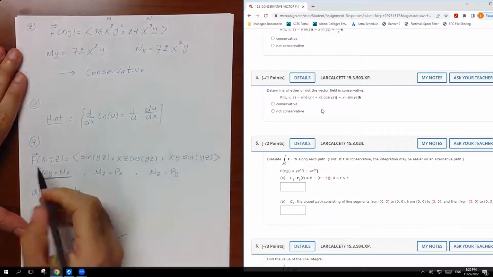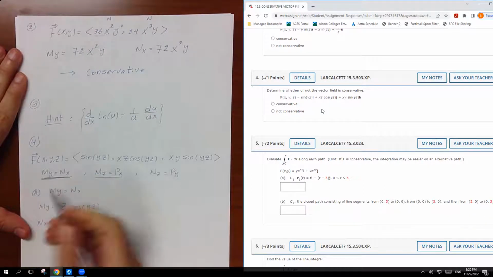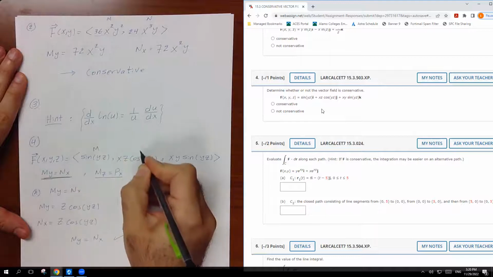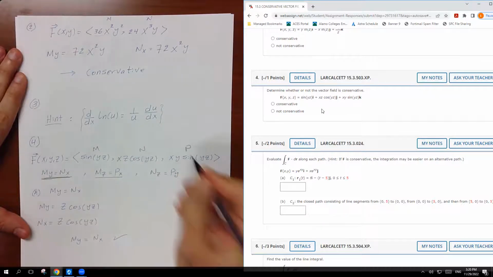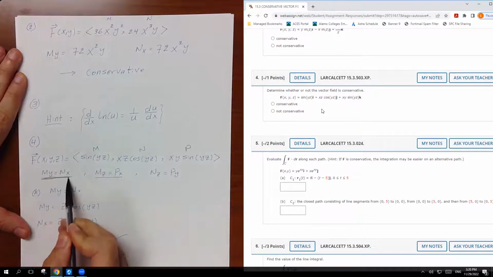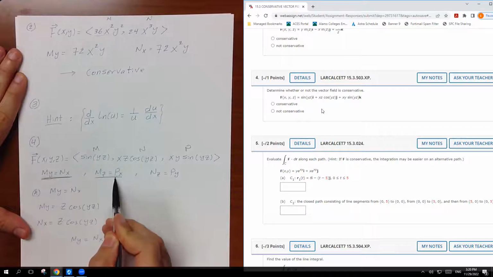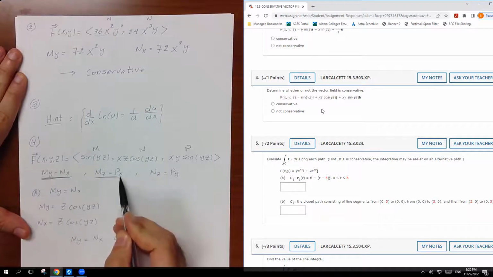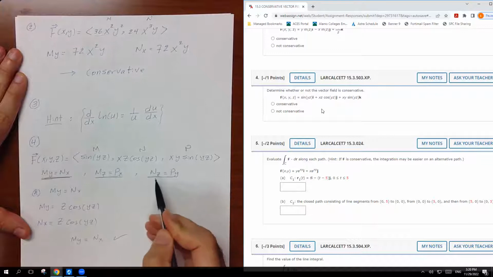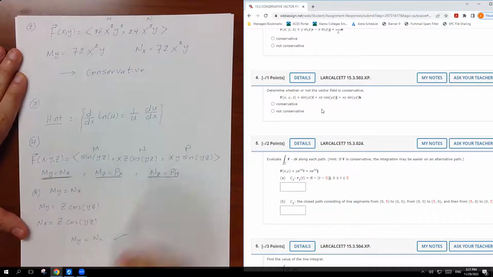But if you have x, y, z, you have to check m sub y. That means this is m, this is n, and here's p. So you have to check m sub y equal n sub x, and you have to check m sub z equal to p sub x, and you have to check n sub z equal p sub y. You have to check these three conditions to prove that this field is conservative.